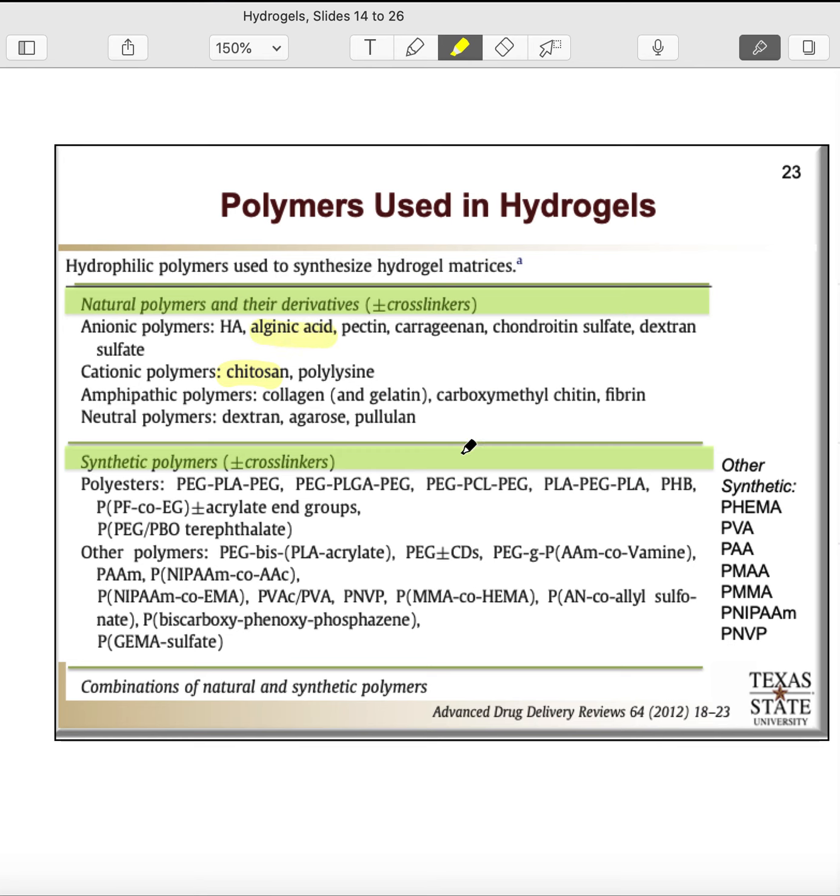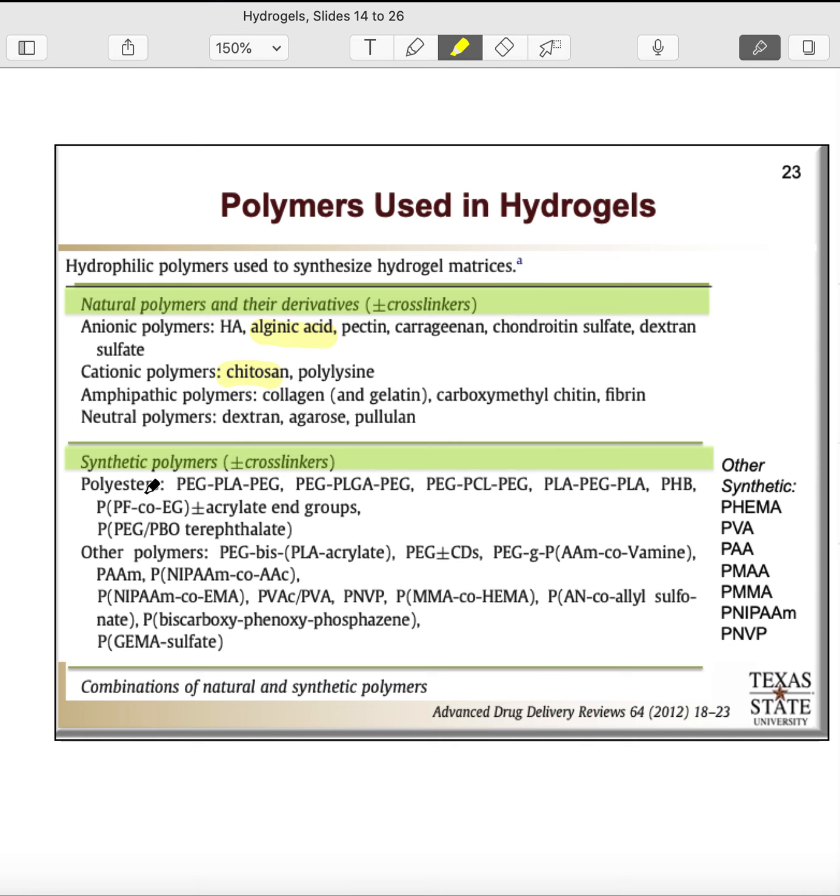We have amphipathic polymers that are both cationic and anionic, which include collagen, gelatin, carboxymethylchitin, and fibrin. And then neutral polymers such as dextran, agarose, and pullulan. Remember that agarose is a polymer that we discussed in one of the previous student presentations. All right, in terms of synthetic polymers, a lot of them are things that you have already known.